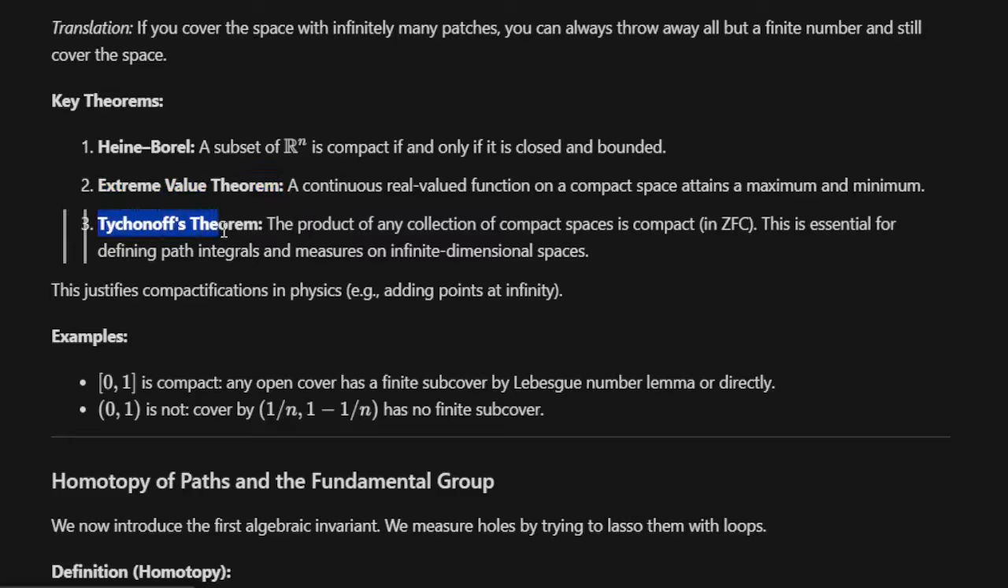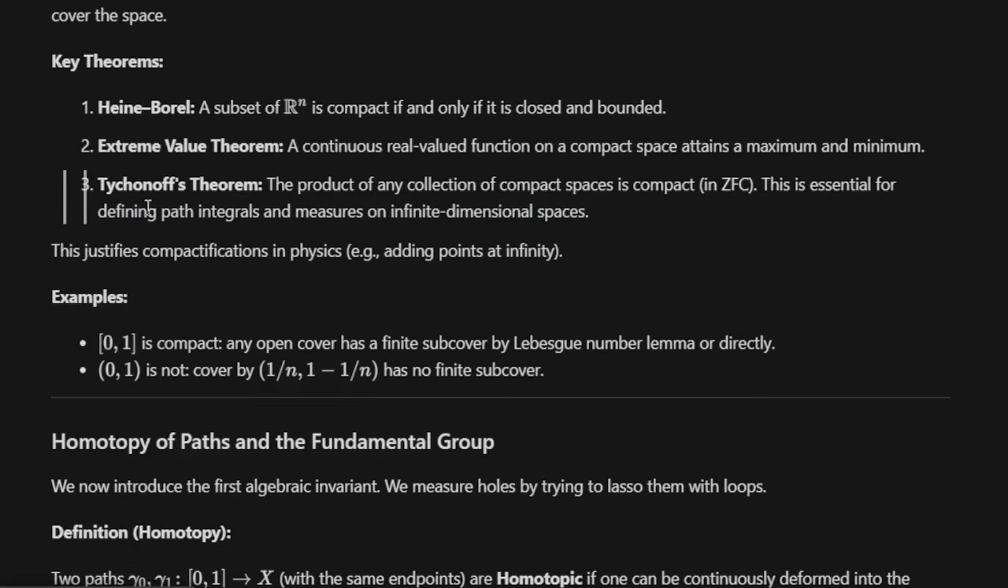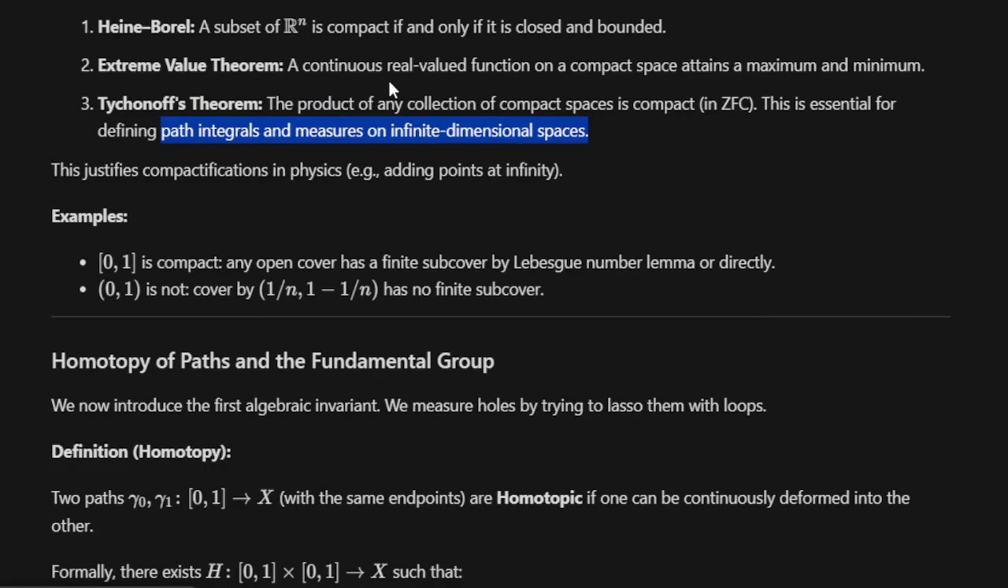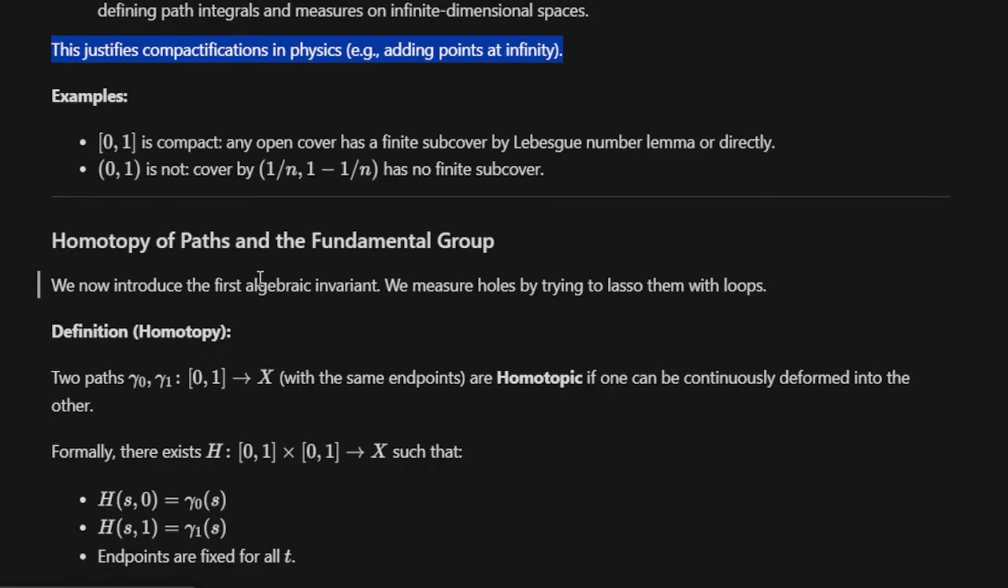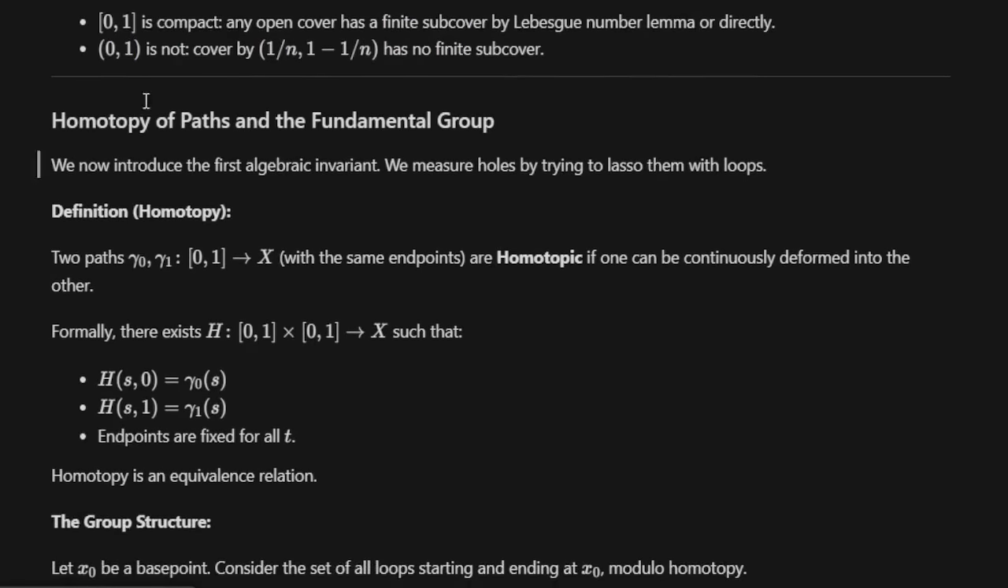And then Tychonoff's theorem: the product of any collection of compact spaces is compact in Zermelo-Fraenkel set theory with choice. This is essential for defining path integrals and measures on infinite-dimensional spaces. This justifies compactification in physics. We would say the interval from 0 to 1 is compact because any open cover has a finite subcover, by the Lebesgue number lemma, or directly.